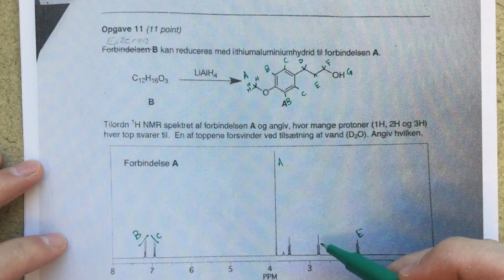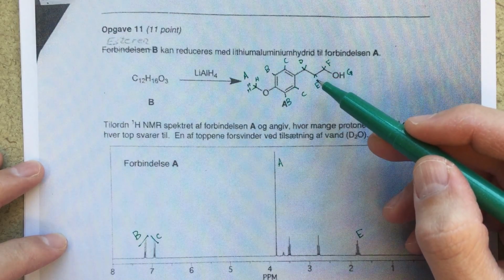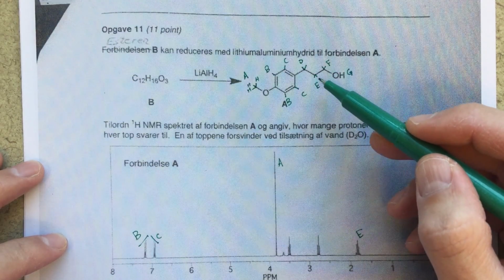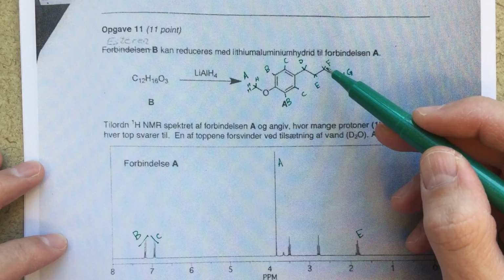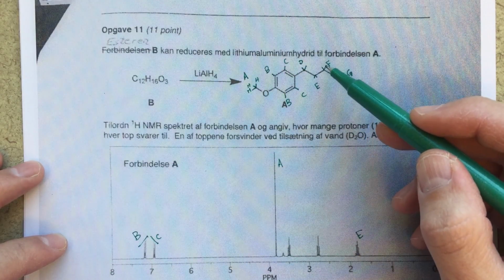Now for these two, both of these should be triplets. So if I look at F, F should be split by E. Since there's 2 protons here of E, then this F should be split into a triplet, so N plus 1, right? If I've got 2 adjacent protons, it should be split into a triplet.